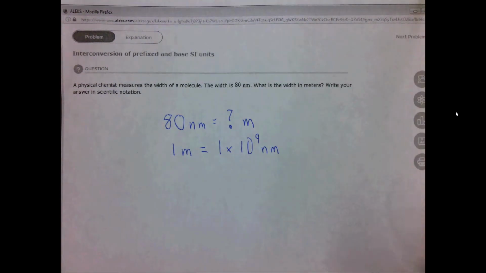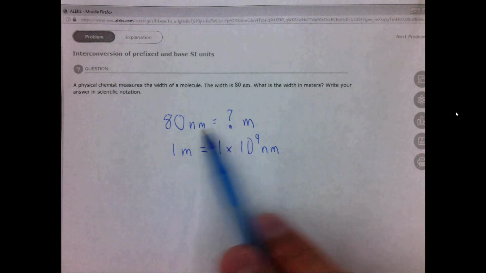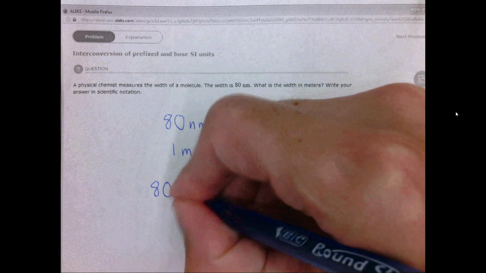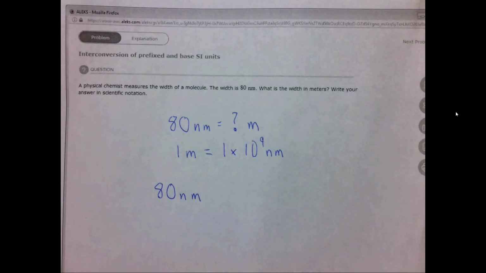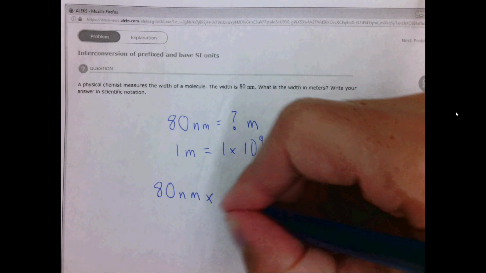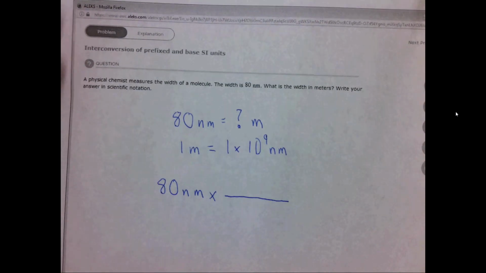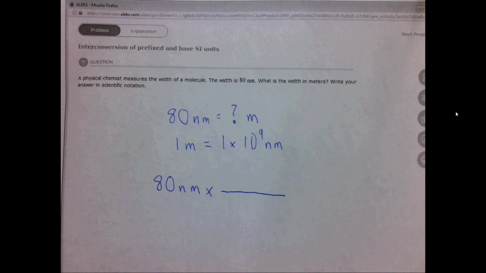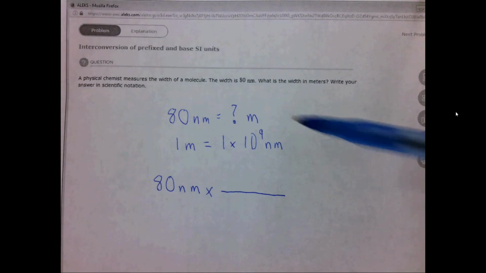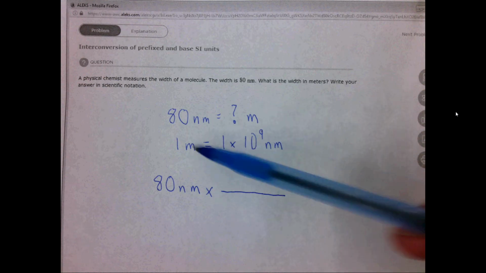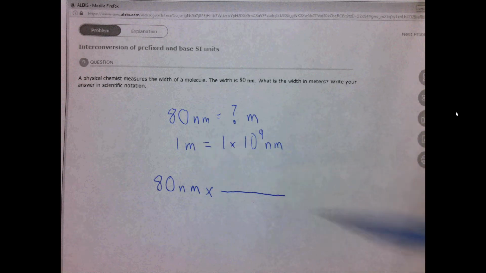So now that we have an equality that relates meters and nanometers, we start by putting 80 nanometers into the equation times, and then we want to do dimensional analysis, which is essentially a way of changing units. What we want to do is put one of these two values on the bottom and one of them on the top.